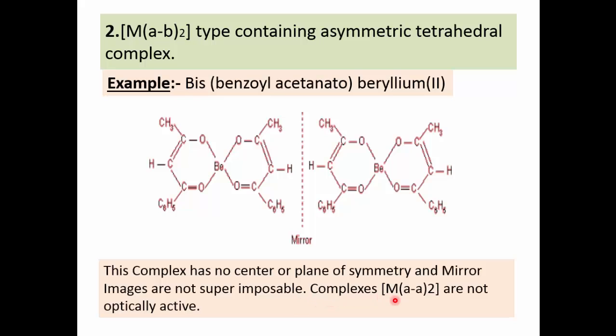But complexes of type MAA2, if the two joining atoms of this ligand are the same, at that time they are not optically active. Only AB2, where the joining attached atoms are different. At that time, what happened? These complexes show optical activity.